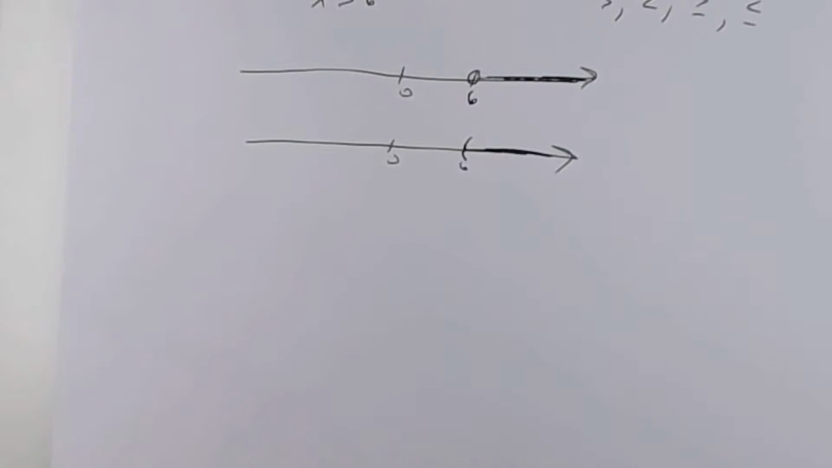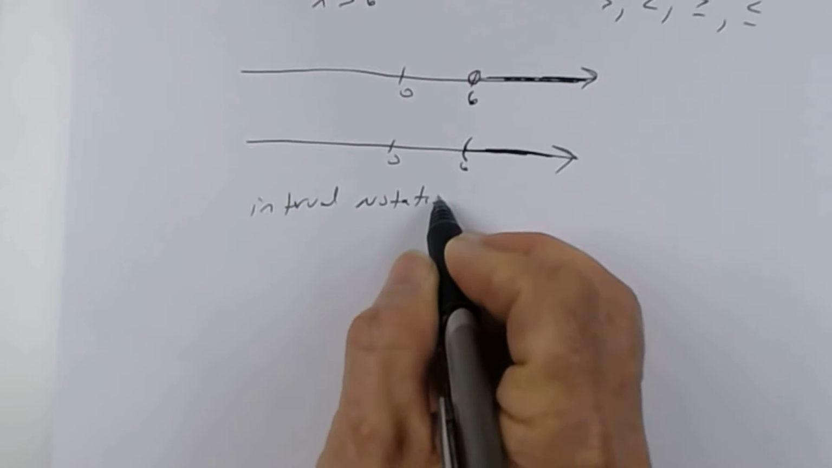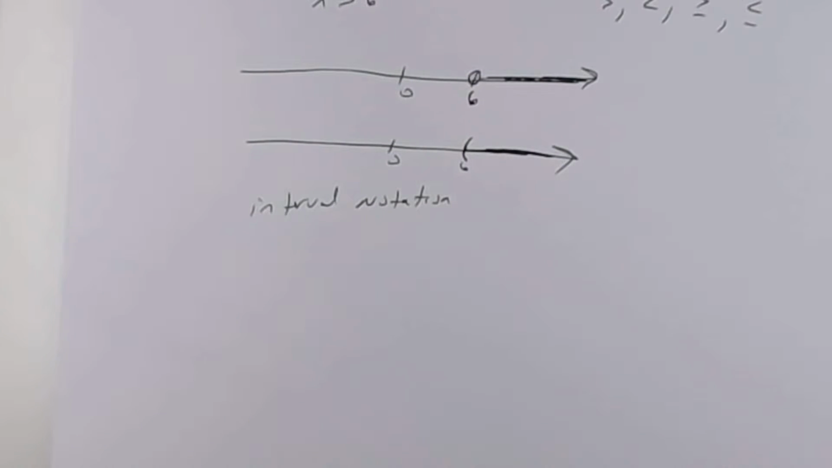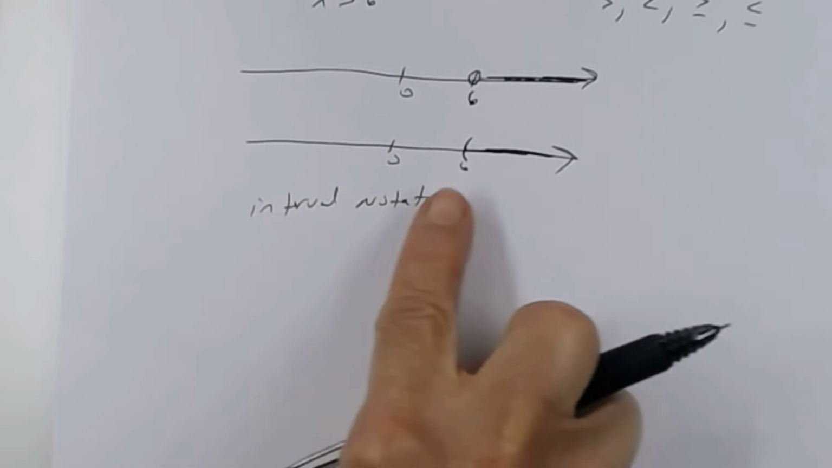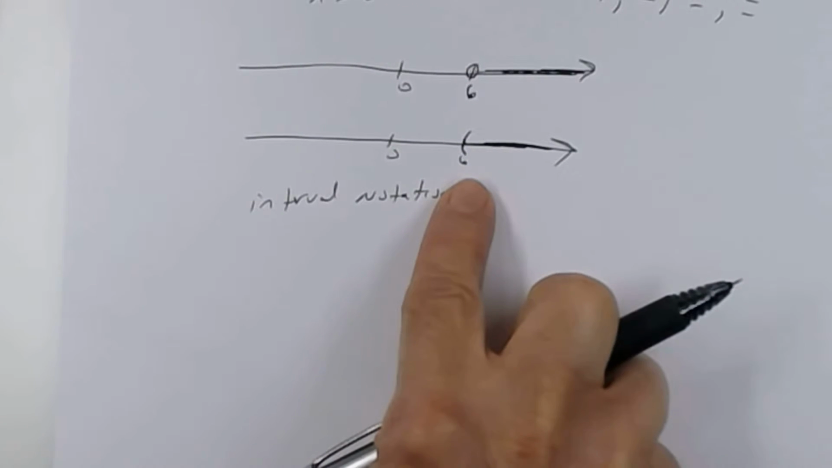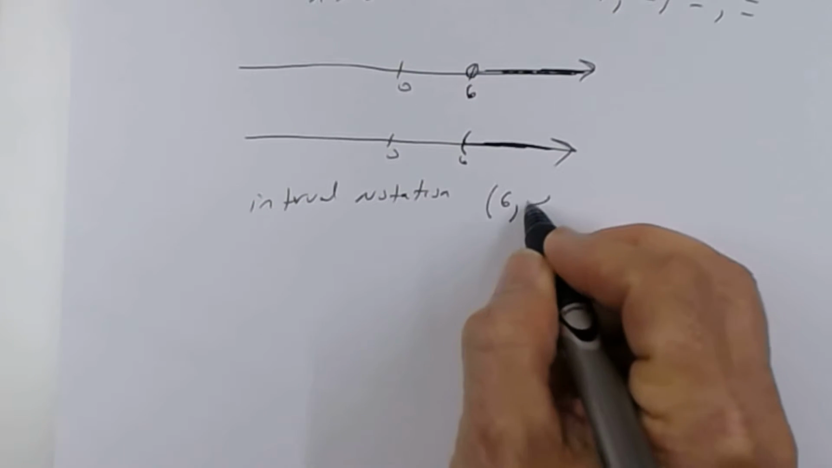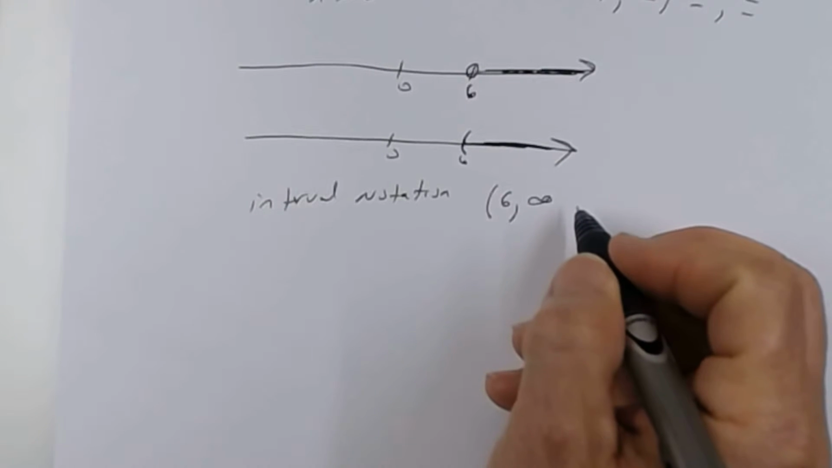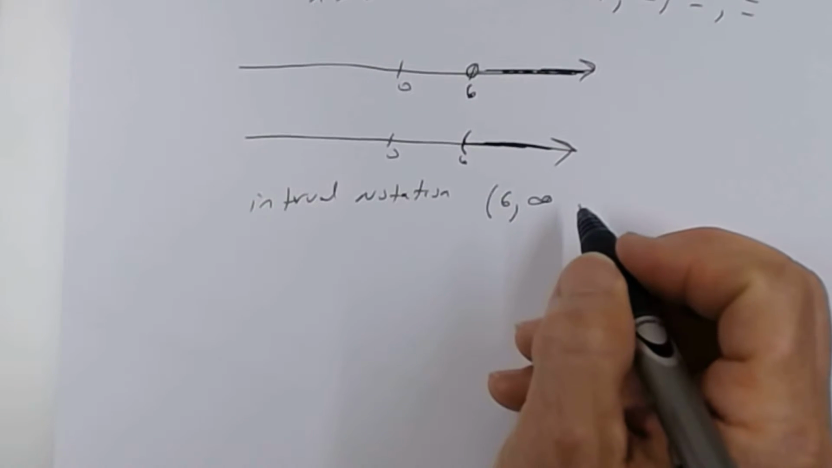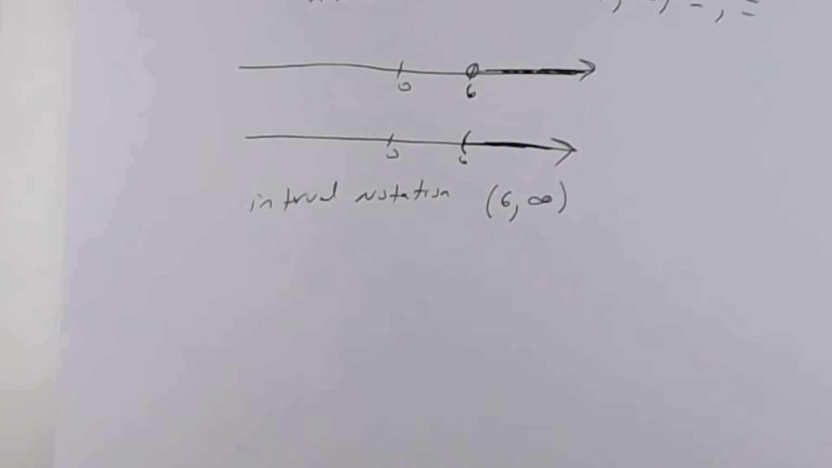Now, interval notation. Let's remind ourselves how to write interval notation. Interval notation, you read from left to right. So where does my graph start? At what number? 6. Can it include 6? No. So you're going to say parentheses, 6 comma, all the way to what? Infinity. And infinity, remember, you always use parentheses. So that's your interval notation.